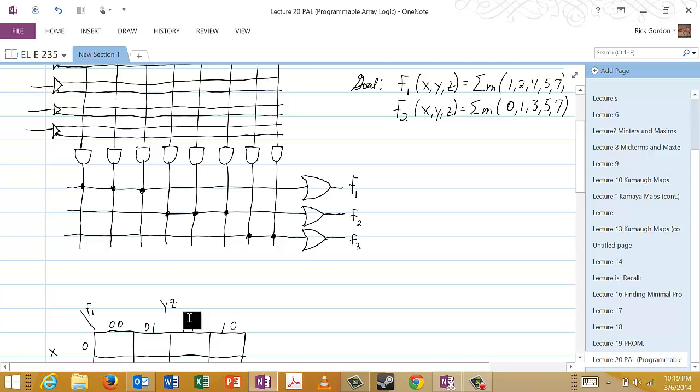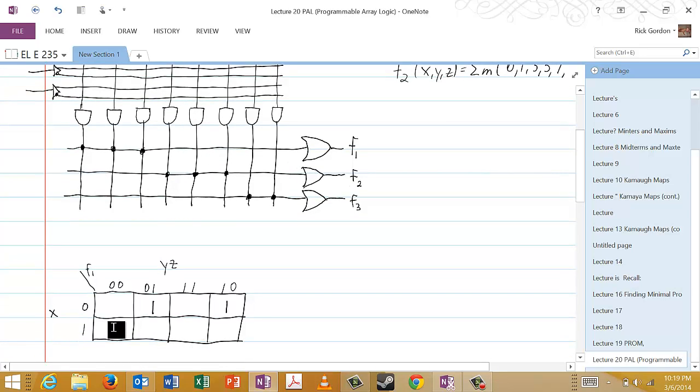So going through this Karnaugh map in the usual way, this is cell 0, this would be cell 1, so we put a 1 in here, and then this would be cell 2, so we'll put a 1 in there. This would be cell 3, and it's not present in the function, so now we want 4, 5, and 7. Here is cell 4, so we'll put a 1 there. Here is cell 5, so we will put a 1 there. And cell 7 is right here, so we'll put a 1 there. And that's the Karnaugh map for F1.